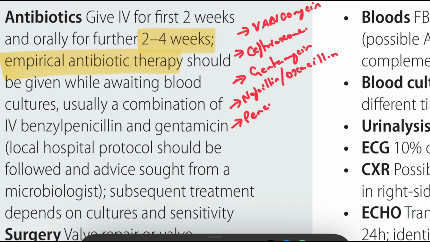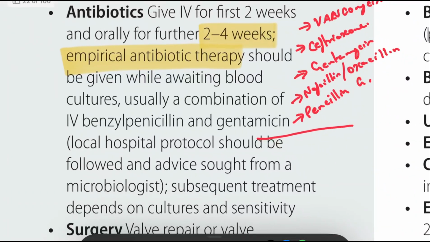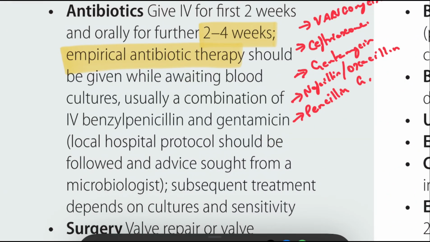Okay, so next we can see penicillin G. The class of drug is penicillin antibiotics. The dose is adjusted based on patient severity, and the route is intravenous with multiple daily doses. The duration will be 4 weeks in selected cases. The indication is streptococcal infective endocarditis, where we use penicillin G. The important note is that sensitivity will guide us. Antibiotic choice must be guided by blood culture, which will tell us which antibiotic to give, and by local antimicrobial guidance.